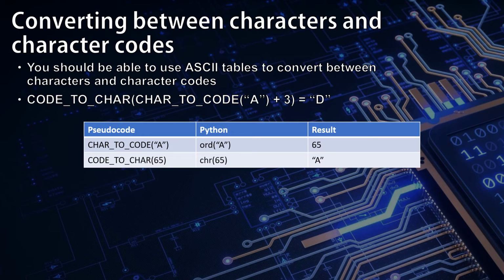So if we said code to char, char to code A plus 3, well, char to code A would return as 65. We would then add 3 to it, that would be 68. We know that 65 is a capital A, 66 is B, 67 is C, 68 is D. So we've got a capital D is what that would equate to.